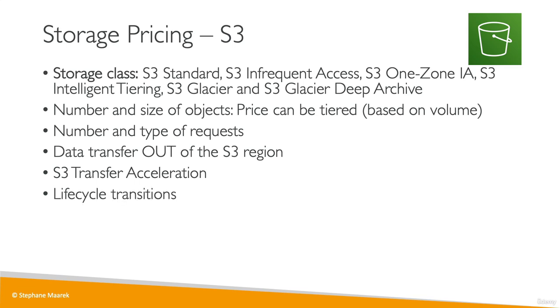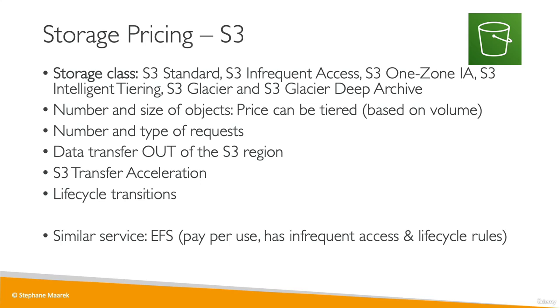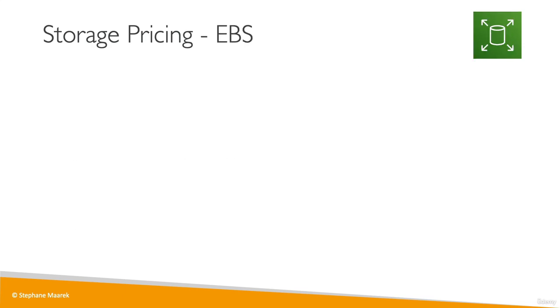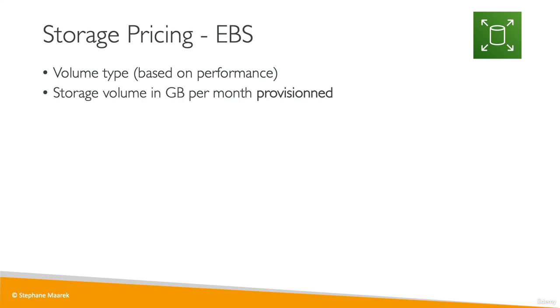And anytime you do a lifecycle transition between the storage classes defined above, then you're going to have to pay for it. A similar service is going to be EFS, because with EFS you're going to pay per use. It will also have an infrequent access tier and lifecycle rules. A different way to do storage pricing is with EBS. So with EBS, we're going to have pricing based on the volume type that we've provisioned, so the performance of that volume, then the size of the volume in gigabytes that you provision in advance.